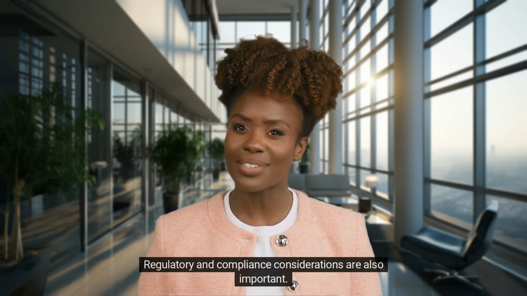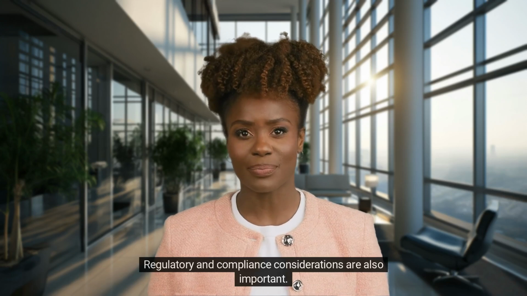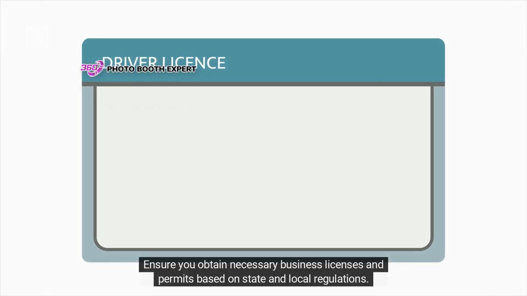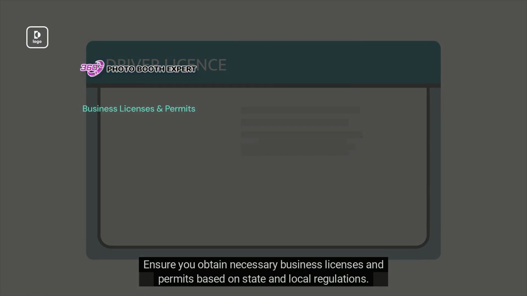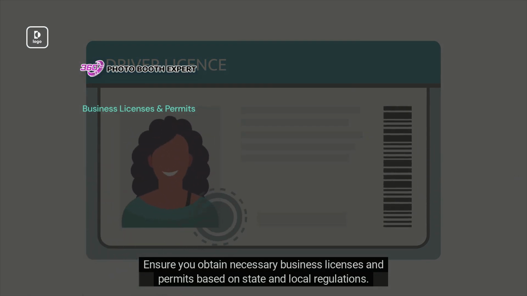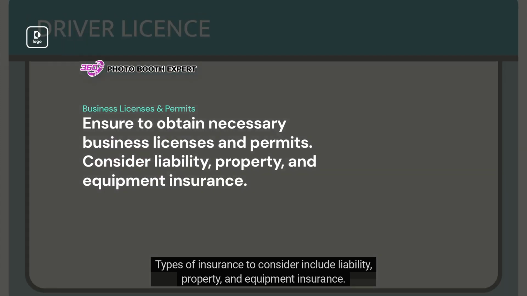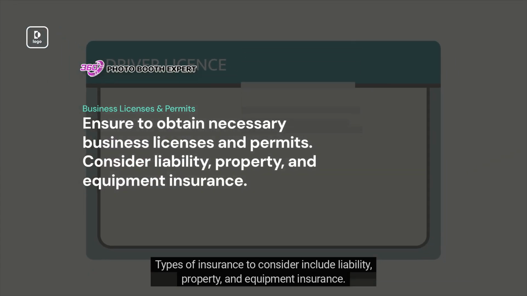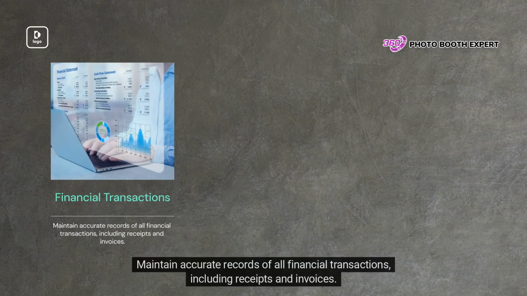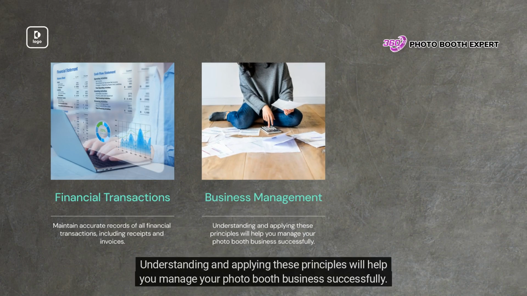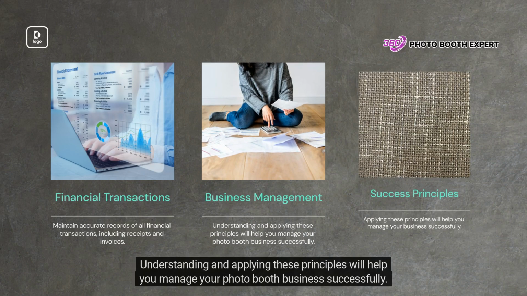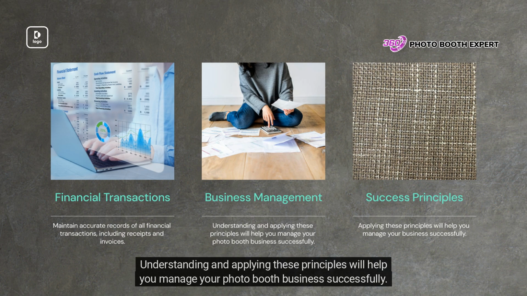Regulatory and compliance considerations are also important. Ensure you obtain necessary business licenses and permits based on state and local regulations. Types of insurance to consider include liability, property, and equipment insurance. Maintain accurate records of all financial transactions, including receipts and invoices. Understanding and applying these principles will help you manage your photo booth business successfully.